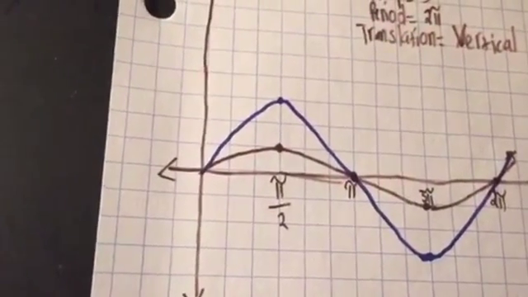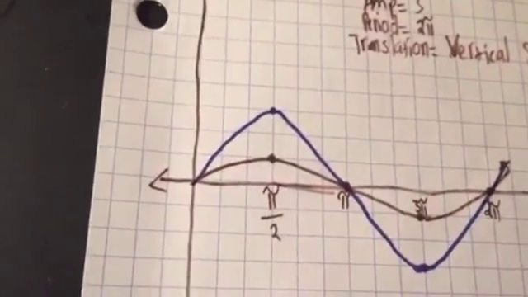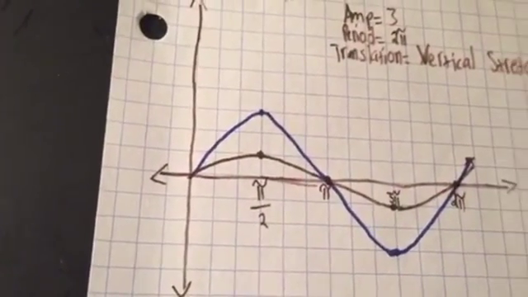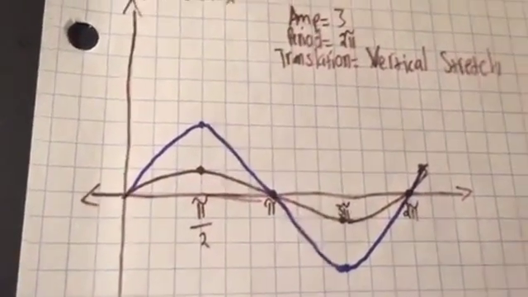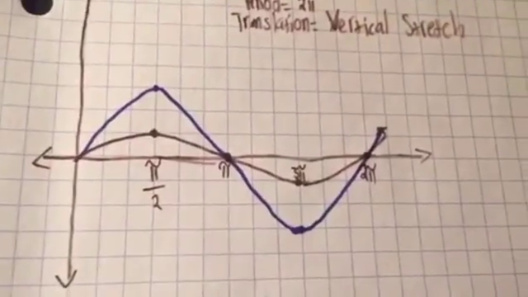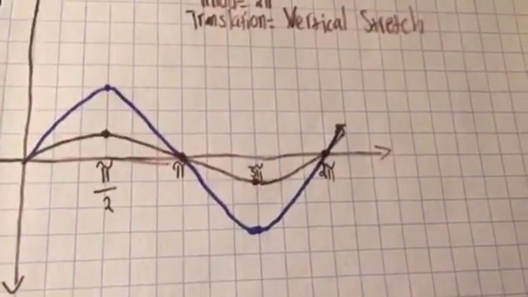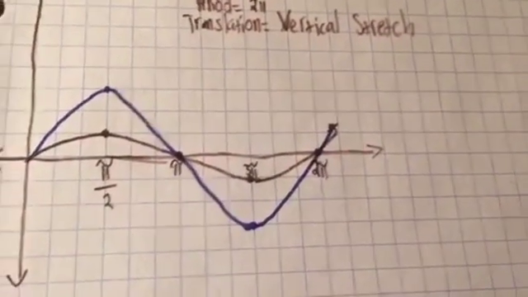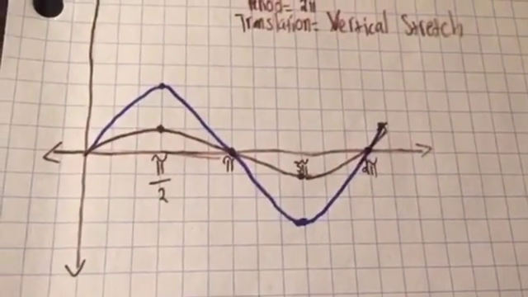Take a look at the brown line. Pi over 2 is at 0, 1, so we're going by the y value and the y point of each one. The y value for pi is 0. The y value for 3 pi over 2 is negative 1, and the y value for 2 pi is 0. So there's the brown line.